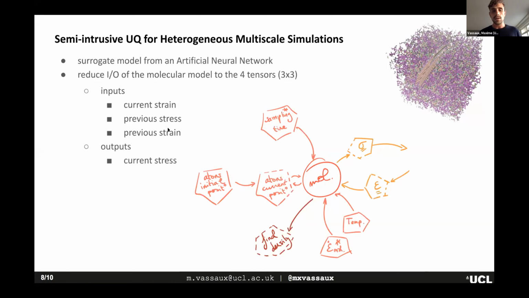So by that I mean, you have the current strain stress state in the material and the strain that you're going to apply to it. And what you'd like the surrogate to predict is the stress at the current time step, or the updated stress, basically, which reduced a lot the dimension of the inputs.